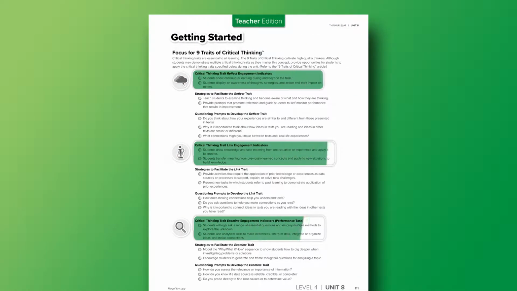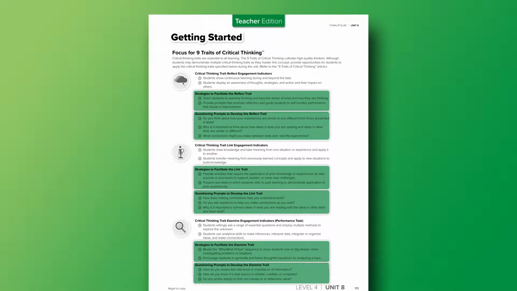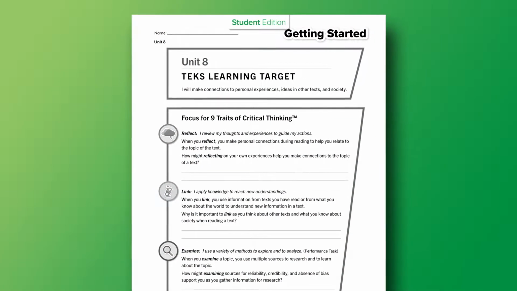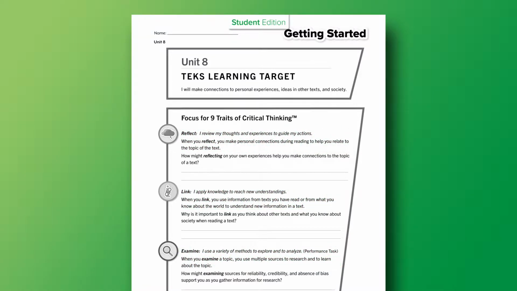The Teacher Edition provides engagement indicators to help recognize active critical thinking student behaviors and includes some strategies such as questioning prompts to facilitate their development. The Student Edition provides students with measurable, action-based behavior statements to help them recognize when they're thinking deeply and critically, and to connect their thinking behavior with the concept.